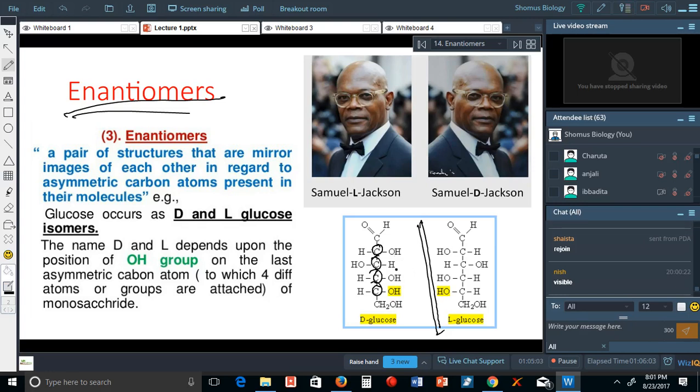See, hydroxyl on the left in one and on the right in the other, hydrogen on the right and on the left, they will be known as enantiomers. In all these cases, we term them either D or L depending upon the position of the OH group on the last asymmetric carbon. In this case, the last asymmetric carbon is this one, and the hydroxyl is placed on the right side, so we call it D-glucose. In the other picture, the hydroxyl is placed on the left side, so it is L-glucose.